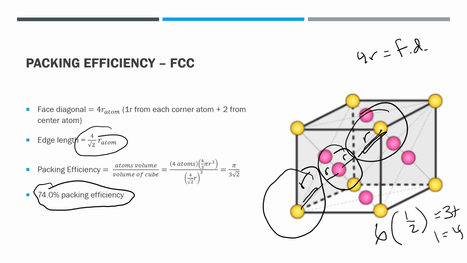74.0% packing efficiency. And one important thing to note is that this is the highest packing efficiency out of the cubic structures, right? FCC is the highest packing efficiency. And remember, FCC is the same thing as cubic close packed, right? It's packed closely. Close packed structures have the highest packing efficiency. It's in the name, right? Because they're packed the closest together.